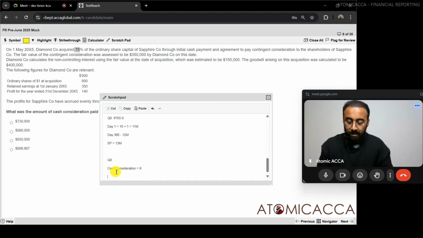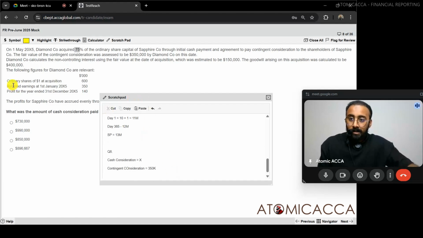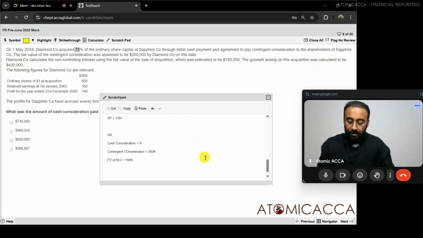Let's keep it as X. Then some contingent consideration is there, and they didn't tell how much it is. Fair value of contingent consideration was assessed to be 350,000 by Diamond on this date. So we have the value 350,000. Then Diamond Company calculates the NCI using the fair value, which was estimated to be 150,000. Fair value of NCI is equal to 150,000. The goodwill arising on the date was calculated to be 400,000. So goodwill is equal to 400,000.